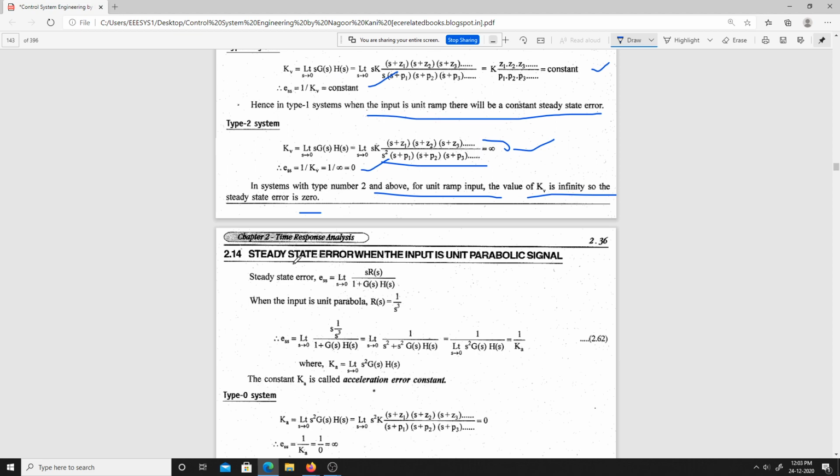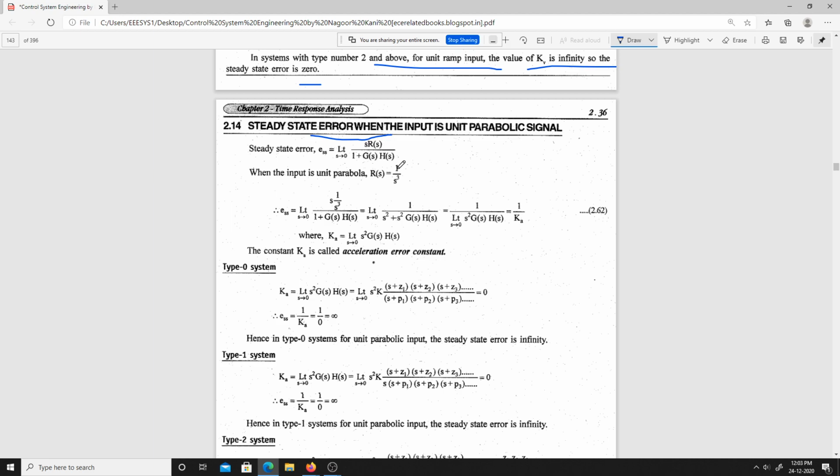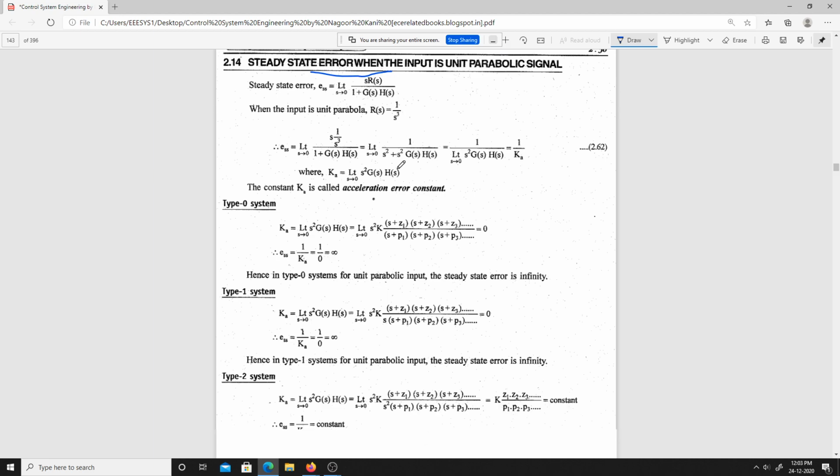So that is for a type 2 system for a unit ramp signal. Similarly, what happens if the input is a unit parabolic signal? Now find the steady state error when the input is a unit parabolic signal. Just go through it once by your own. We'll discuss now. Make it fast. You people go through it once by your own.